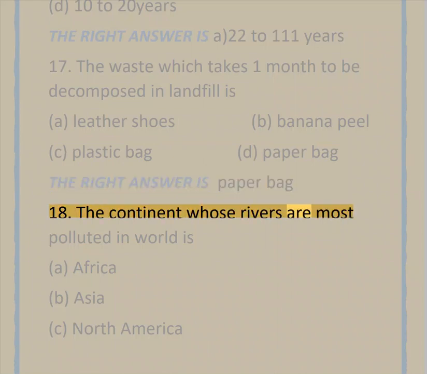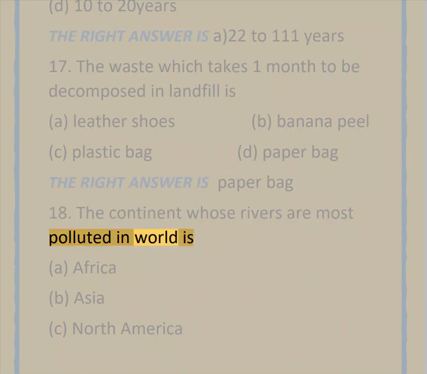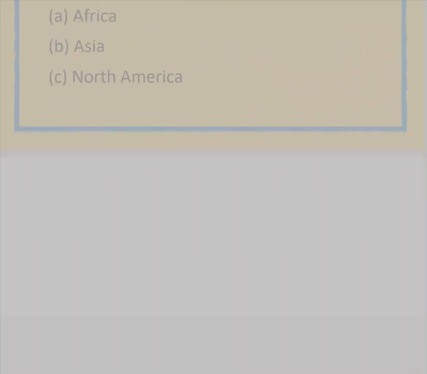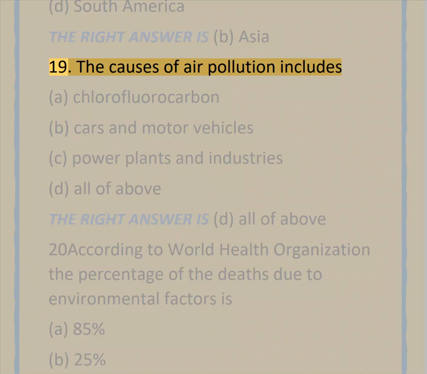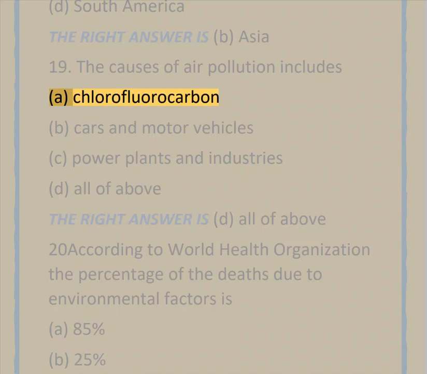18. The continent whose rivers are most polluted in the world is A. Africa, B. Asia, C. North America, D. South America. The right answer is B. Asia.